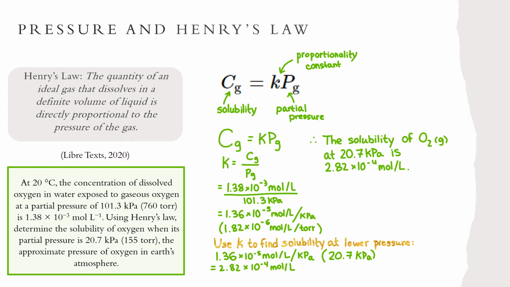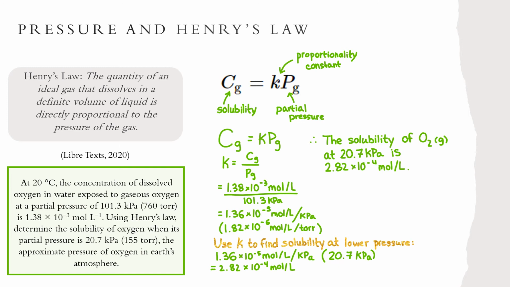Because we know both Cg and Pg, we can rearrange this expression to solve for K. So now you can just plug in the numbers. For Cg, you have 1.38 times 10 to the negative 3 moles per liter. For Pg, or partial pressure, you have 101.3 kilopascals. And if you calculate that, you can get 1.38 times 10 to the negative 5 moles per liter divided by kilopascals. And you can also get 1.82 times 10 to the negative 6 moles per liter per torr.